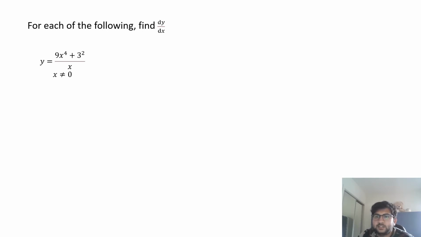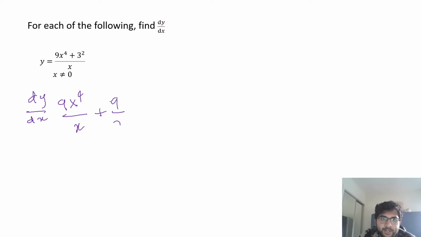So the best thing is to break up the fraction into two components and try to solve the fraction, so that we don't have to deal with the fraction anymore. That's one of the typical rules that we use when we do differentiation. So we can rewrite this as dy over dx is equal to 9x to the power 4 divided by x plus 3 squared is 9 over x, right?